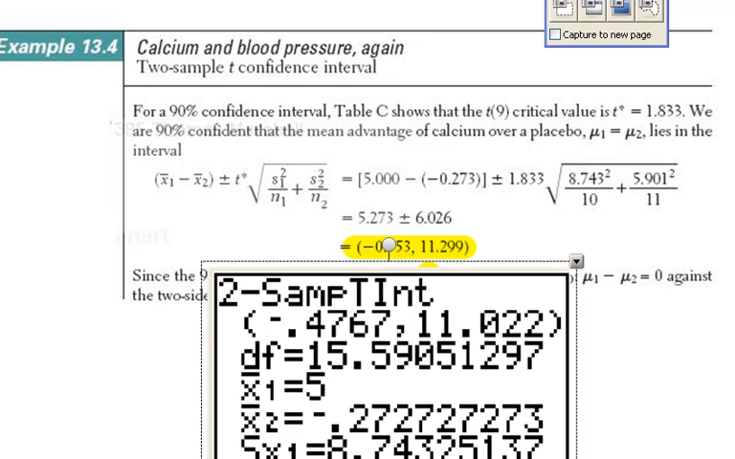And notice this result from the calculator is just a little smaller, and I'm going to say a little more accurate than the one in the book. And I think that's because of truncation errors. The calculator is going to use more decimal places than the table or the book. So there you have it. 2 sample hypothesis test, 2 sample confidence interval with t procedures. And we'll practice some more in class tomorrow.